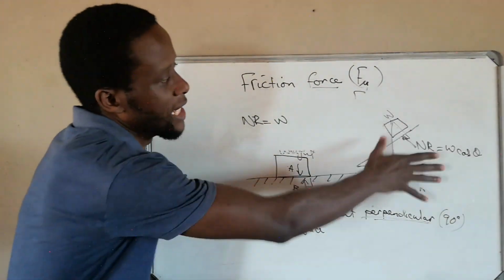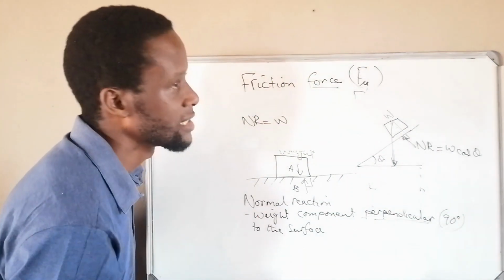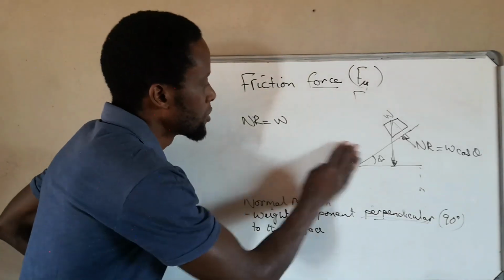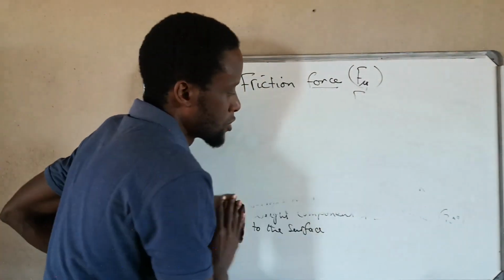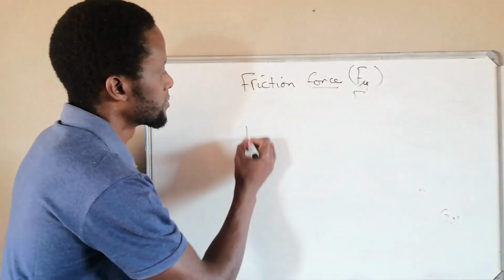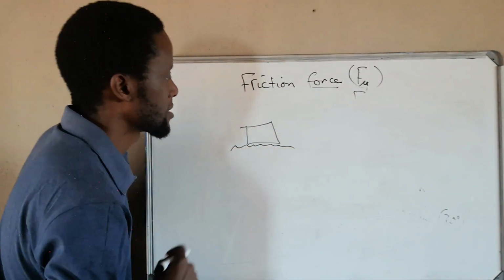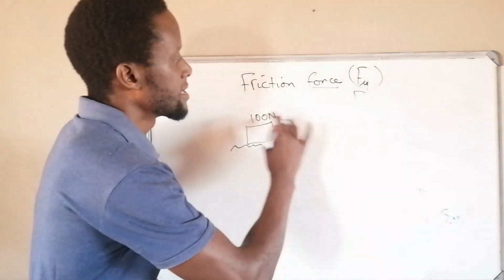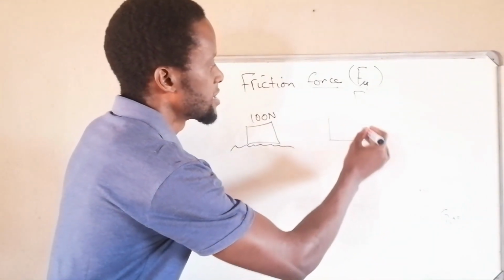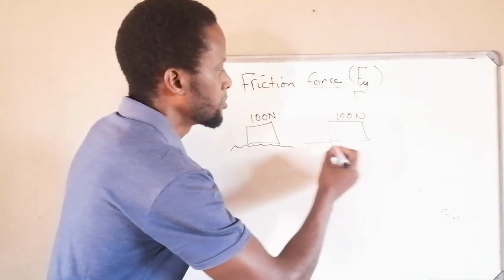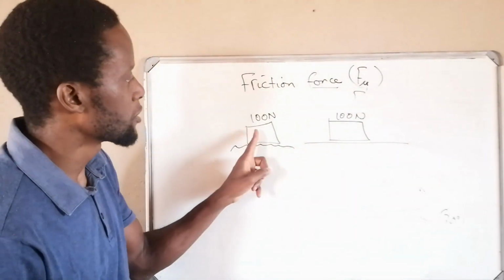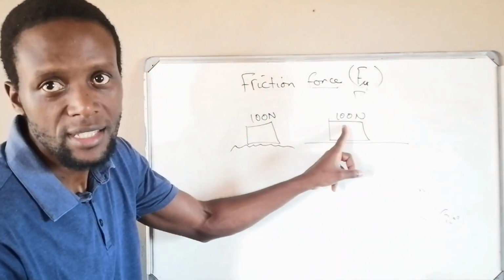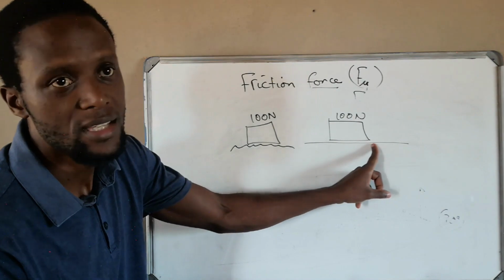Okay, before we get into detail with that, the other thing I just want to say is that friction force also depends on how smooth or how rough the surface is. We can have an object on a very rough surface. Maybe it's 100 newtons, that's the weight of the object. And the same object, we put it on a very smooth surface, it's still 100 newtons. The friction force that this object will experience on the rough surface is not the same as the friction force it will experience on the smooth surface.